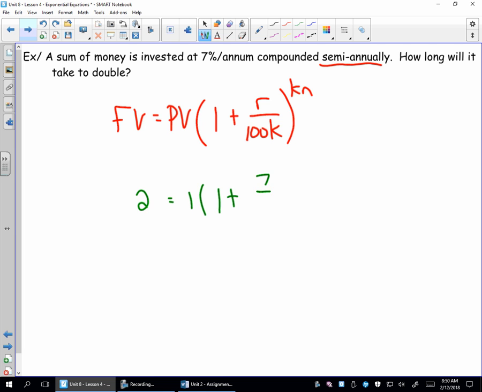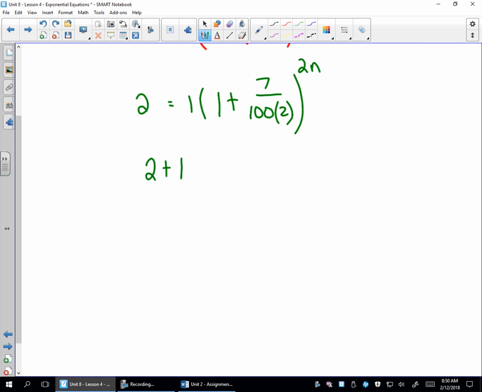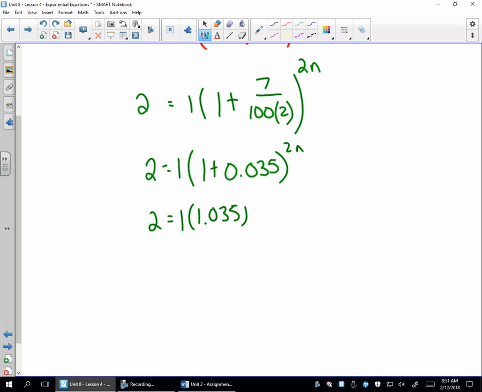Our rate is 7%. We're going to compound that semi-annually, which you might remember is 2. And we're going to do it twice a year for n number of years. That's what we want to find out. Okay, well, what can I do with this? Well, let's make it simpler first of all. Oops, that's an equal sign there, not a plus sign. 1 plus 7 divided by 200 is 0.035, just 2n. It kind of looks like an exponential equation here, right? 1.035 to the 2n. I don't really need this one because it doesn't do anything.